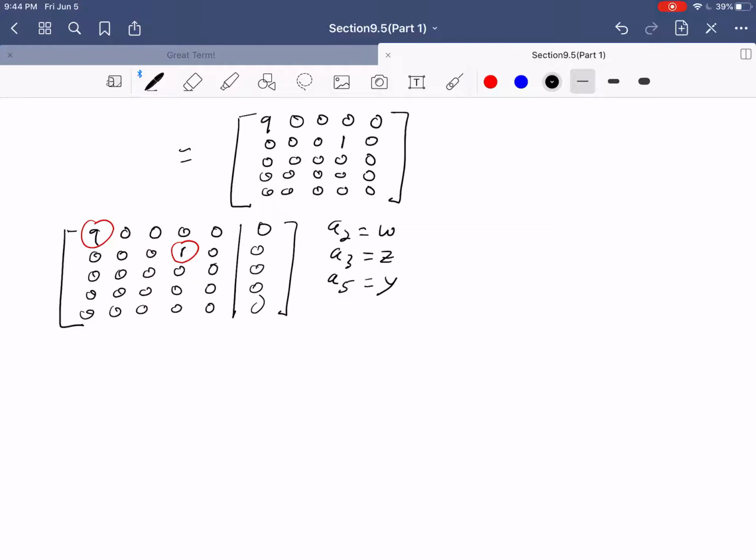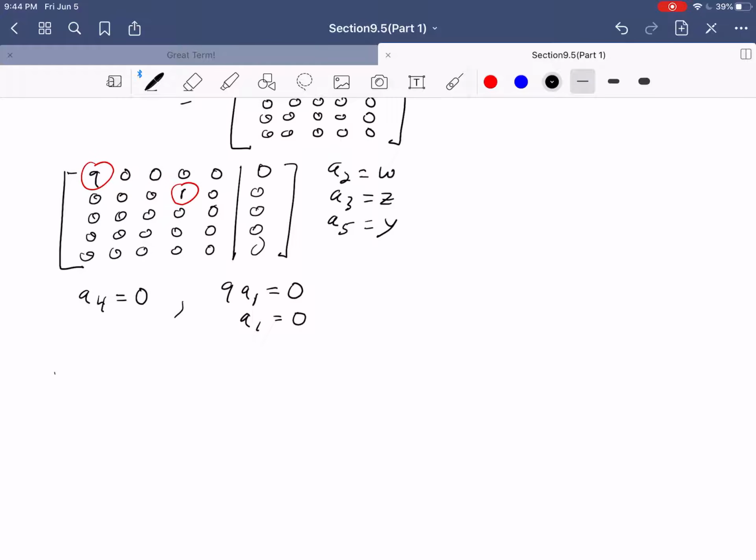Okay. Then, of course, it's very easy to see that this says that a4 is supposed to be 0, and we also get that 9a1 is supposed to be 0, so a1 is equal to 0. So these are, again, the potential eigenvectors of order 2, and they are going to be of form 0, W, Z, 0, Y.